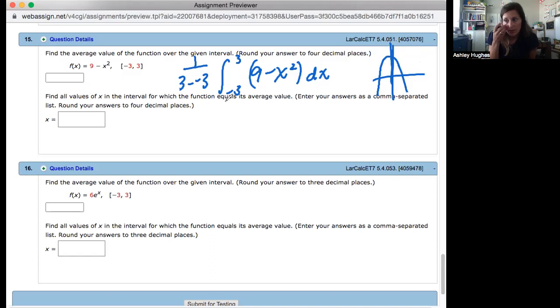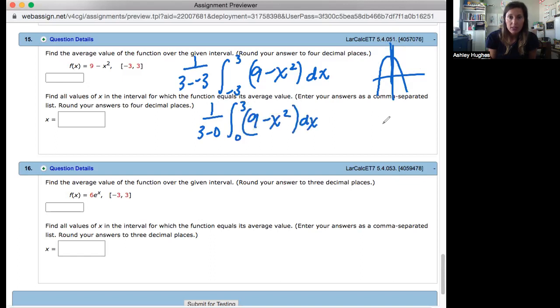Or actually that would be just the total area. Anyways, you could double this area here and find the average value really along just the interval from 0 to 3. So let's do that instead. 1/(3 minus 0), integral from 0 to 3 of 9 minus x squared dx. Because it's symmetric, this side looks just like this side. And so the average value of this entire function is going to work out the same as the average value of half of it, since they're exactly symmetric.